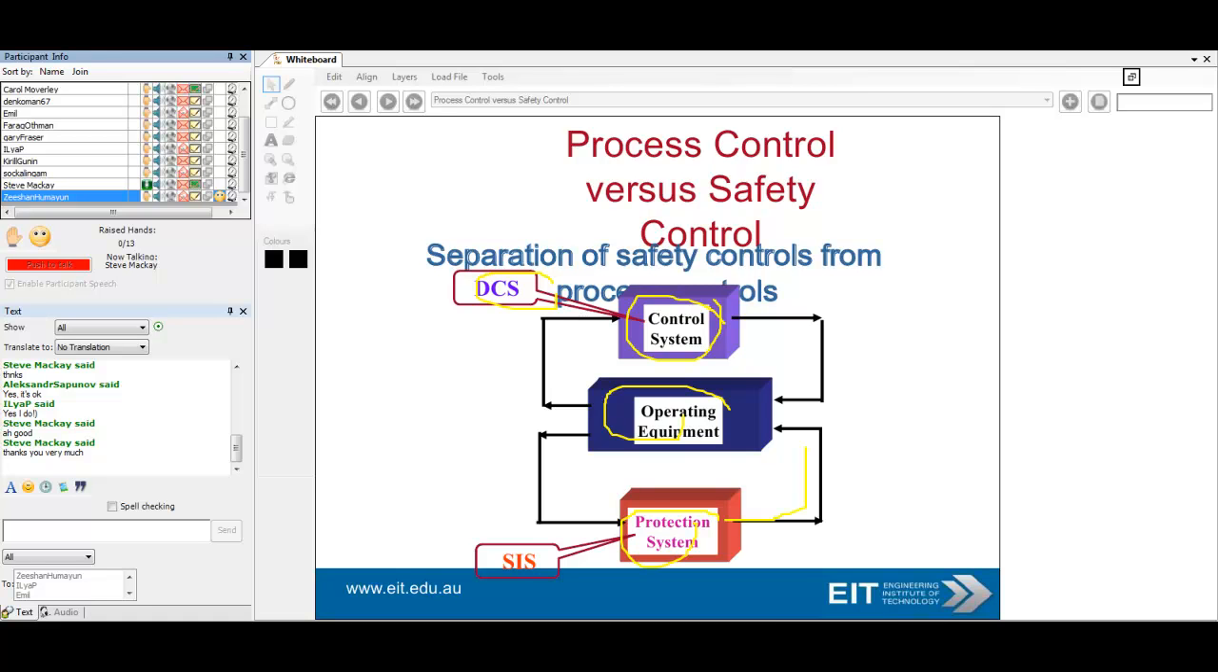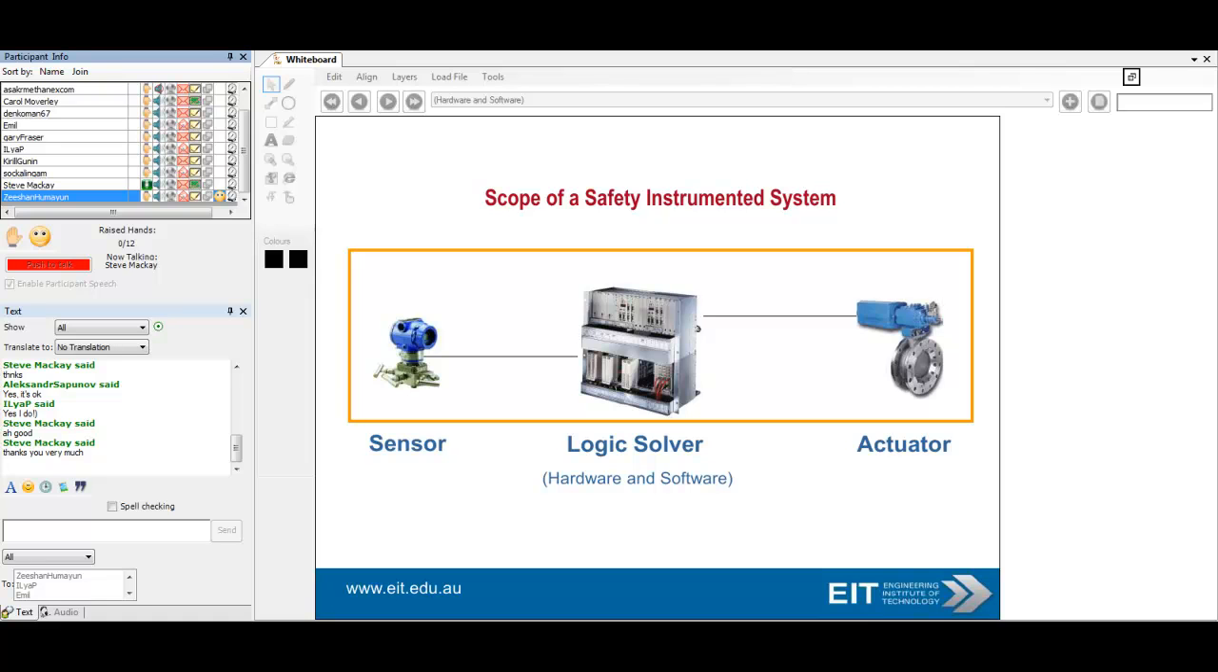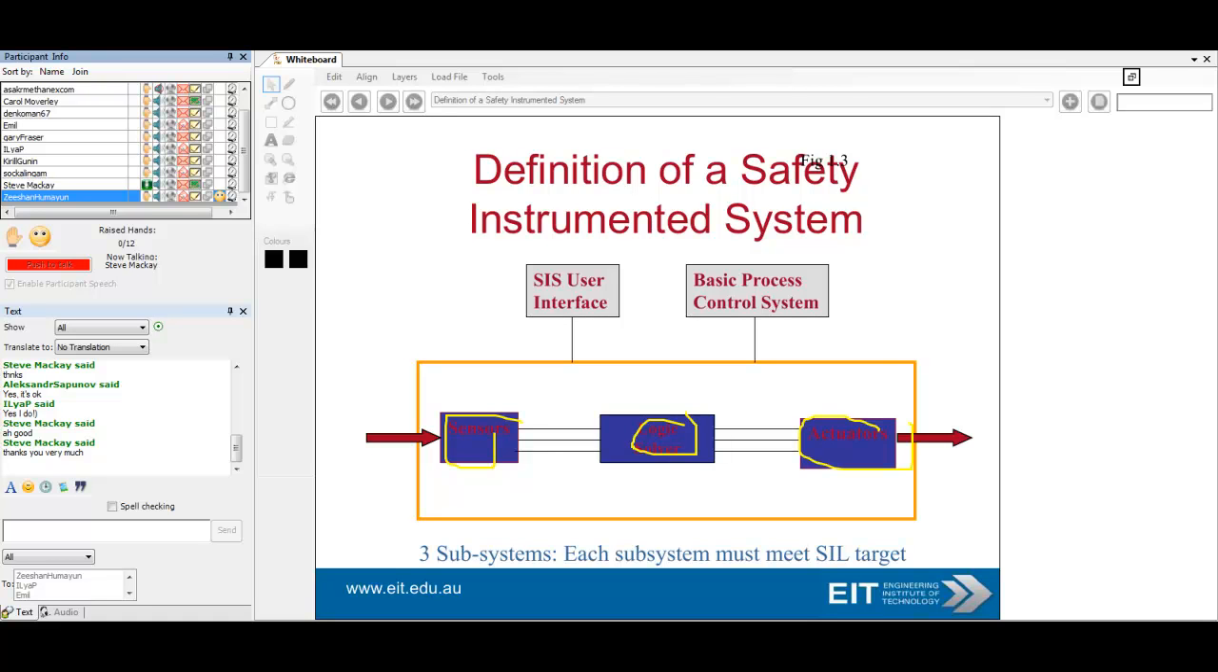So the scope of a safety instrument system is, obviously, from the sensor, to the logic solver, to the actuator. The idea is to give you 100% protection. Here's a typical definition of a safety system: sensors, logic solver, and actuator, like a valve, for example. So you've got three subsystems. Each subsystem must meet a particular target value, which we'll talk about now, the SIL target value. Whether it's the logic solver, the sensors, or indeed the actuators, each must meet a SIL target.